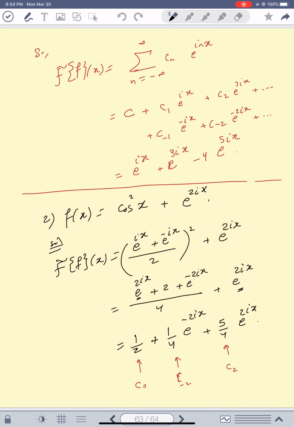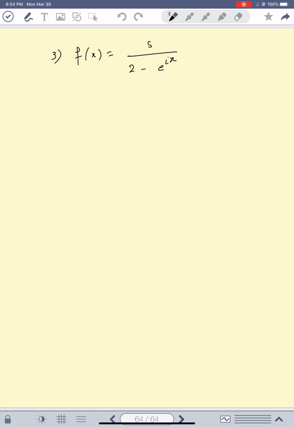Now, if we move to other examples, for example, if we take the function 5 over 2 minus e to the ix. So again, this is a function that we want the complex Fourier series of. And again, the meaning of the complex Fourier series is writing the function in terms of complex exponentials. In this function, we do have a complex exponential, but it's down in the denominator, while the Fourier series does not have this form. So we want to write this somehow as a sum of complex exponentials.